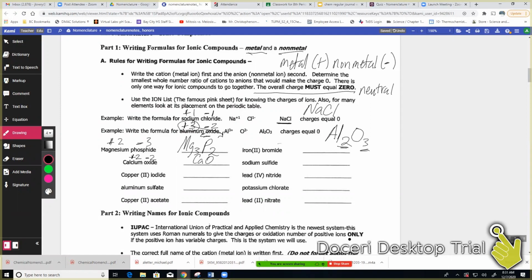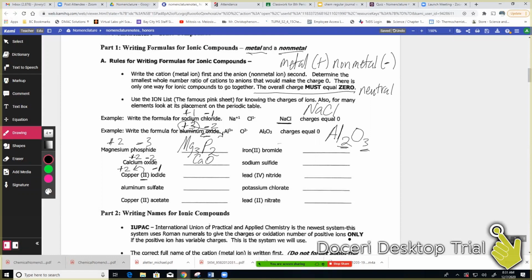Now remember, when you have that number in parentheses, that tells me what the charge is of the metal or the element right before it. So this tells me it's a +2. It's kind of like a little cheat sheet. I don't even have to look at my ion sheet. Iodide is a -1. So they're not equal.